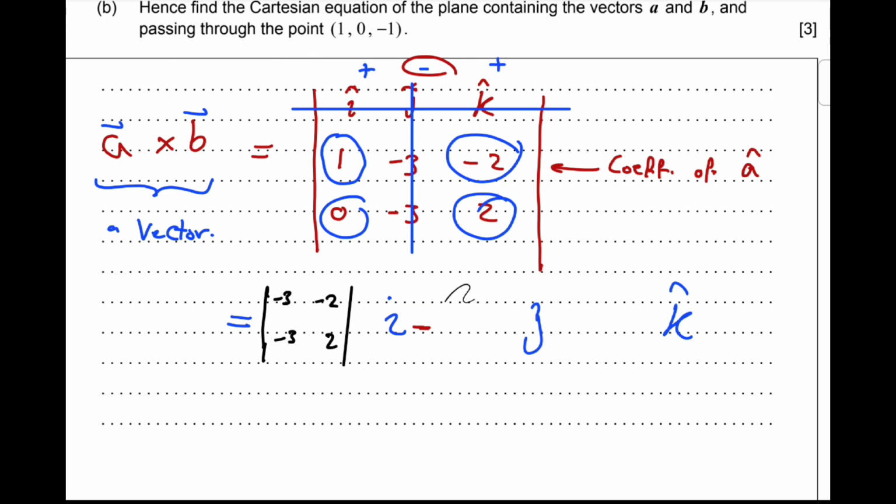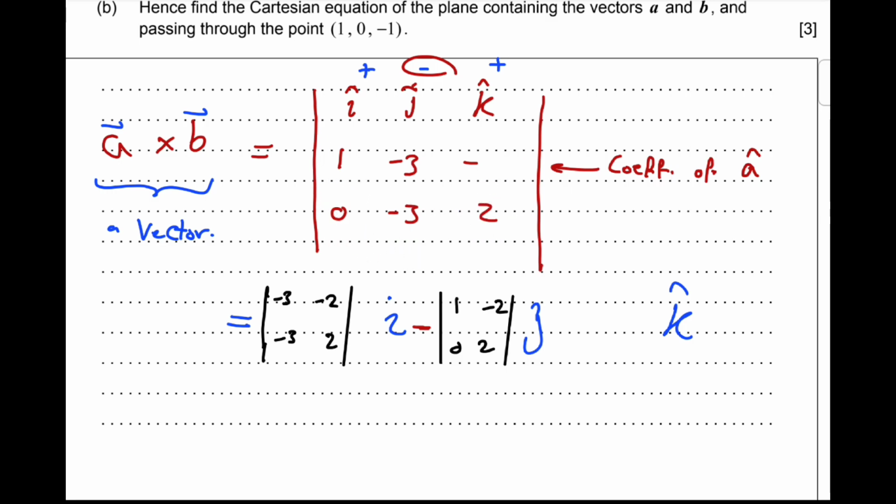So you will have 1, minus 2, 0, 2. And then I have plus the determinant, and of course there's a plus here, and then I have the determinant of 1, minus 3, 0, minus 3.